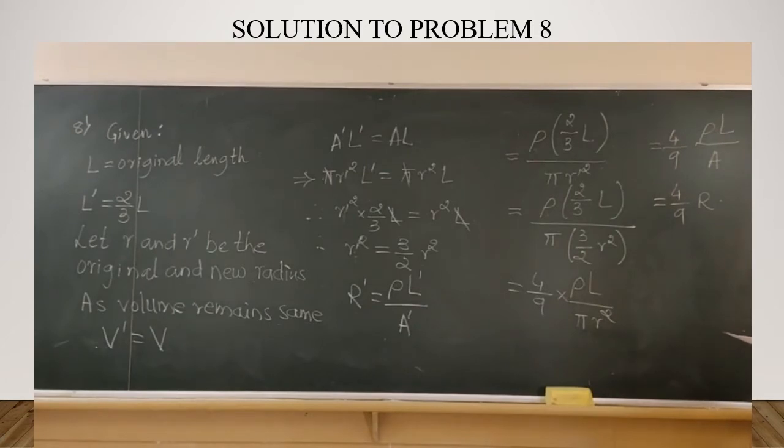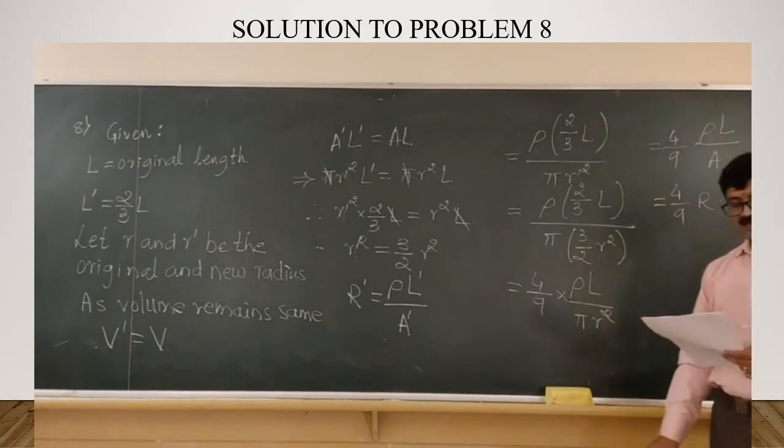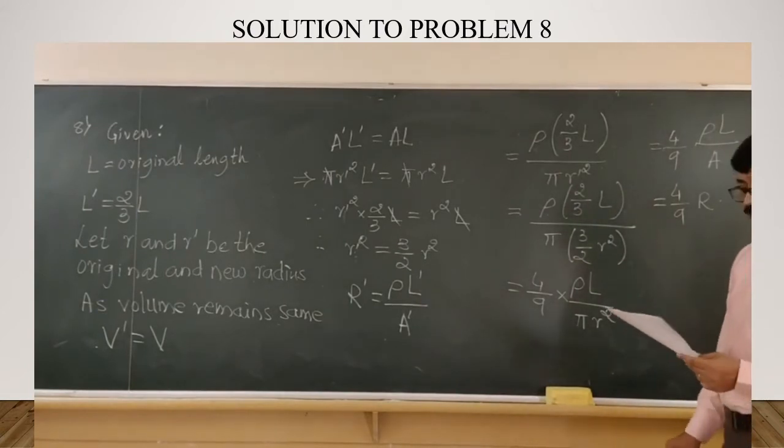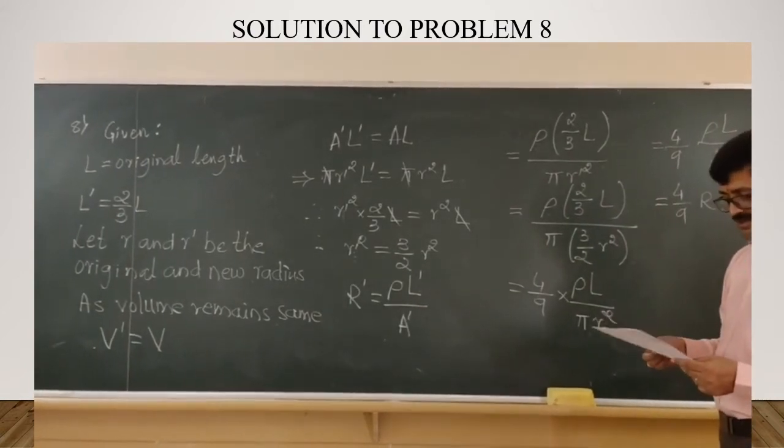So are you okay with this? 4 by 9 times of resistance R. What is the resistance given to us in the problem? Original resistance.